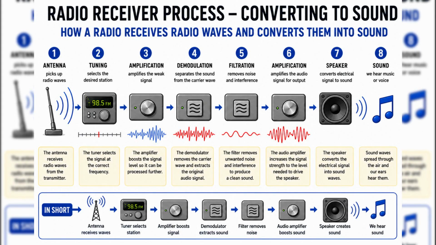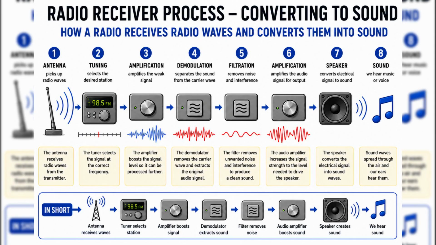To isolate a specific station, the receiver uses a tuning circuit. This circuit acts like a highly selective filter that allows only one narrow frequency range to pass while rejecting all others. When you adjust the tuning dial on a radio, you are actually changing the electrical properties of this circuit so that it resonates at a different frequency. This resonance allows the receiver to lock onto one station while ignoring the electromagnetic chaos surrounding it.